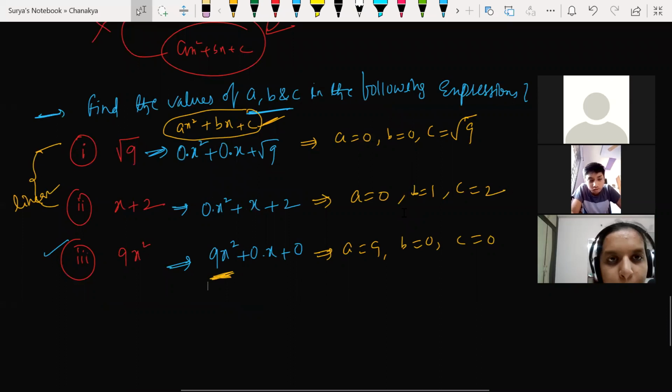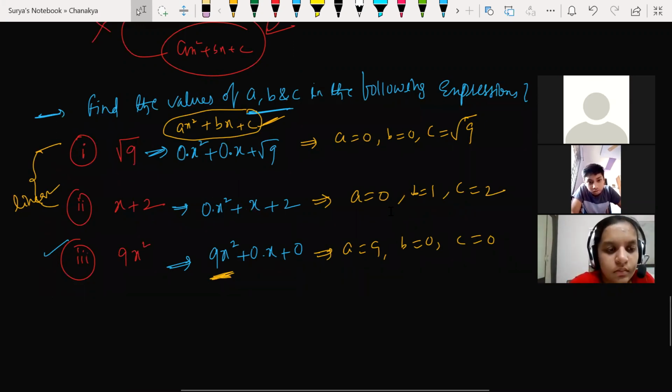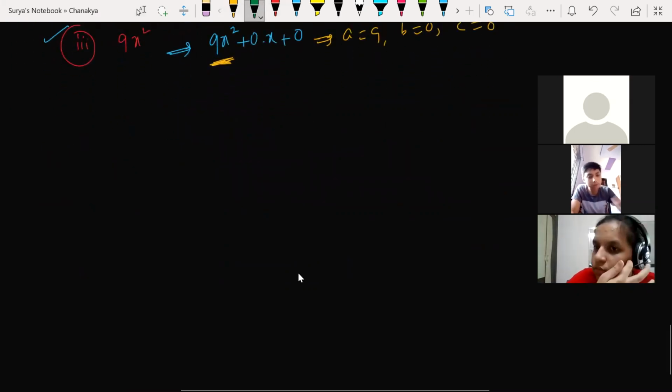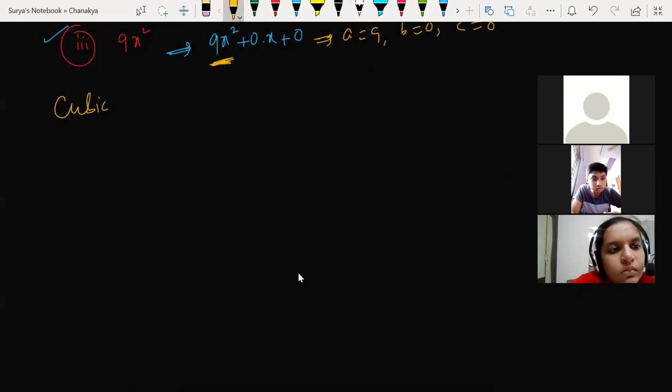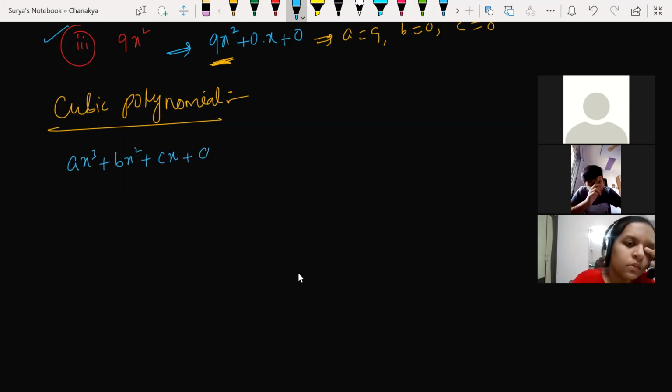So this is basically the concept of linear and quadratic polynomial, right? Sir, what about cubic? Cubic polynomial means the highest power of the variable is supposed to be 3. If I write the standard form of the cubic polynomial, it will be like this: ax cube plus bx square plus cx plus d.